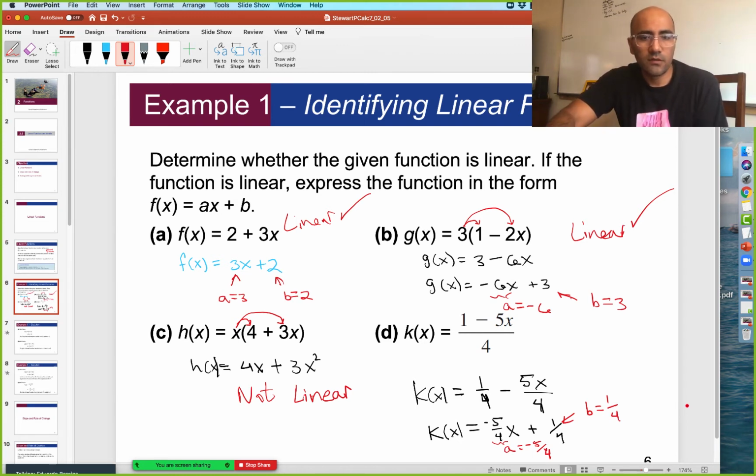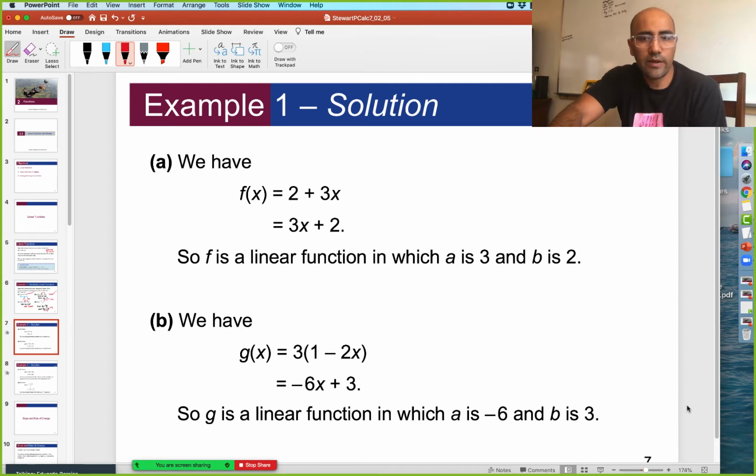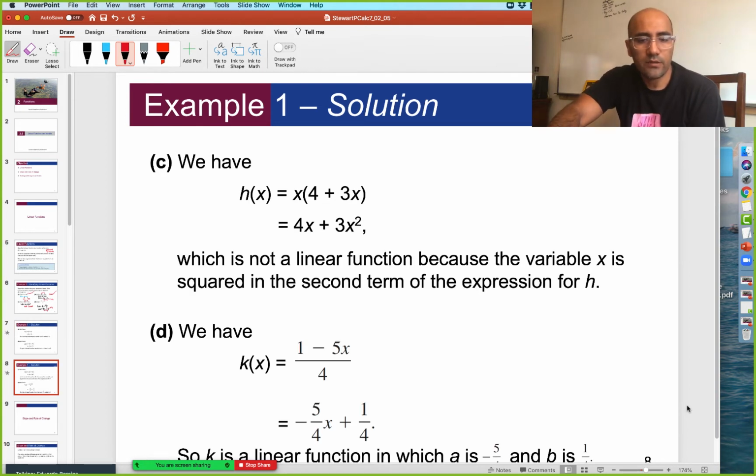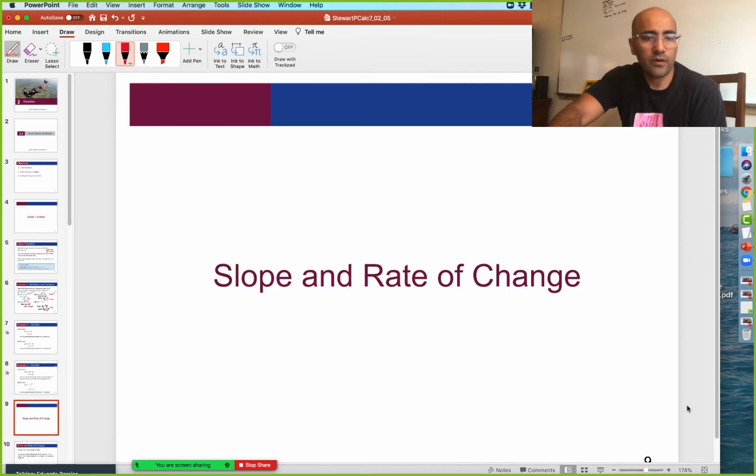Good, good, good. Let's see what the author did here. Yeah, moved it around. So it is linear. Value of a is 3. Value of b is 2. Distribute. Good. Separate. Good. Okay, so that's what the author did.